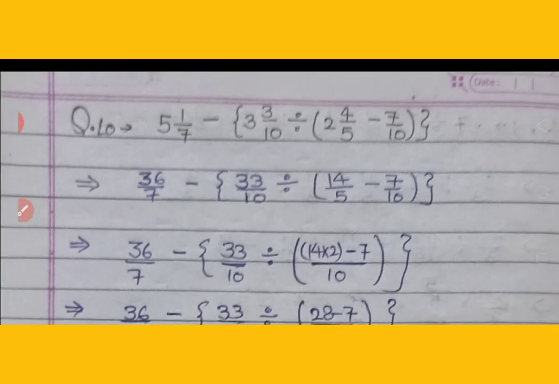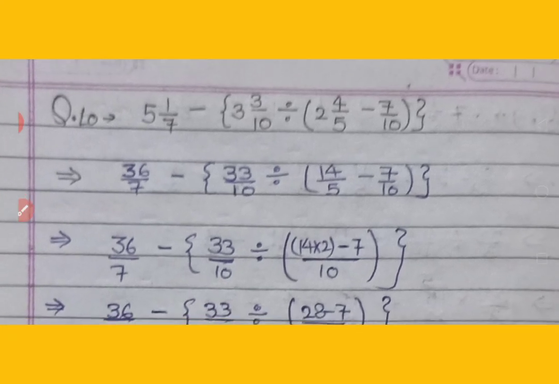5 1 by 7 minus, in a medium bracket, 3 3 by 10 divided by, in a small bracket, 2 4 by 5 minus 7 by 10, small bracket close, medium bracket close. So firstly we will change mixed fraction into improper fraction.